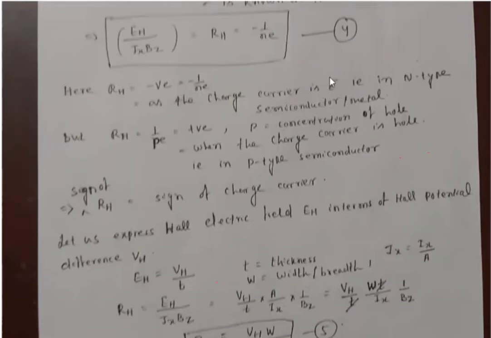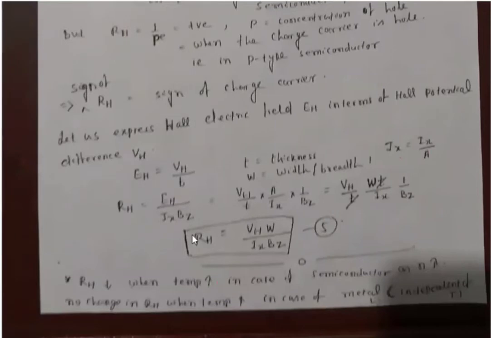If we have hole as the charge carrier in the specimen, then RH is equal to 1 upon pe, which is positive. So from this, it is clear that the RH carries the sign of the majority charge carrier of the specimen. So like this, we can classify the type of semiconductor, whether it is P type or N type. Because if we are using N type semiconductor, then our RH is coming to be negative. But if we are using a P type semiconductor, then our RH is coming to be positive. Now let us express the Hall electric field EH in terms of Hall potential difference VH.